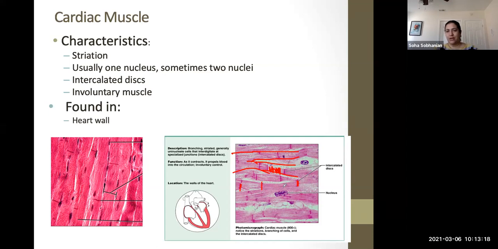These lines that you see, striations, are the pattern you see here. You can see the stripe patterns going throughout vertically, going up and down. It's not a uniform color. You can see dark and light patterns going through it. That's what a striation is. And again, the location of this is your heart. Cardiac muscle, the only place you can find it is your heart.